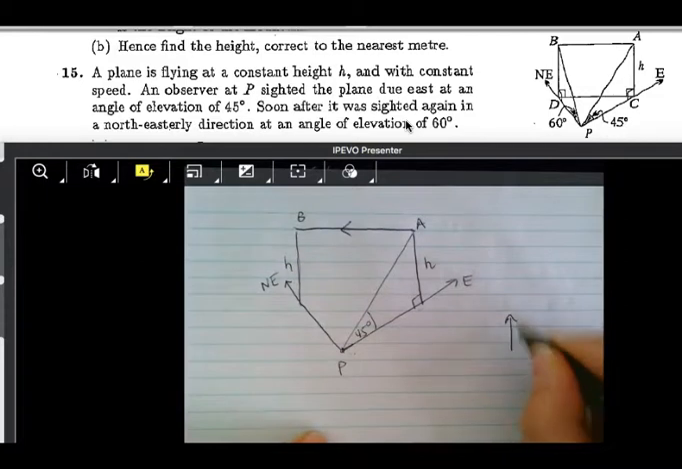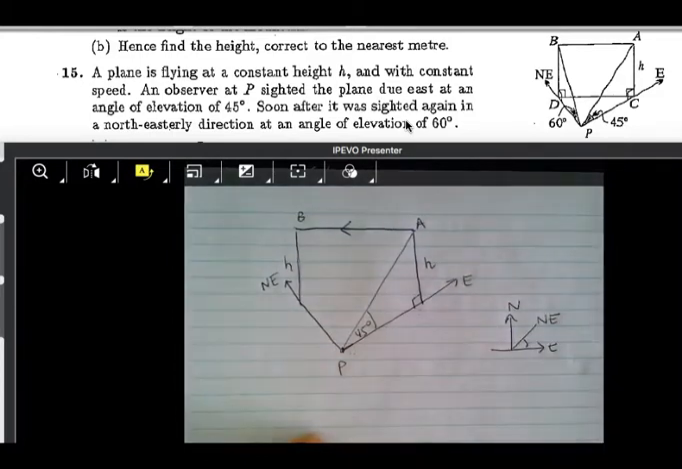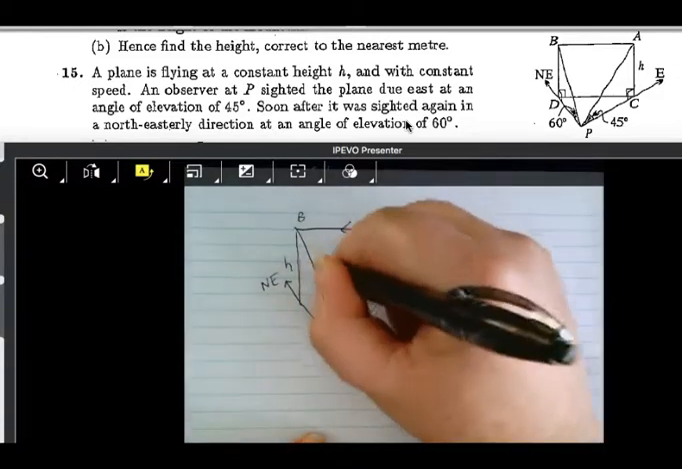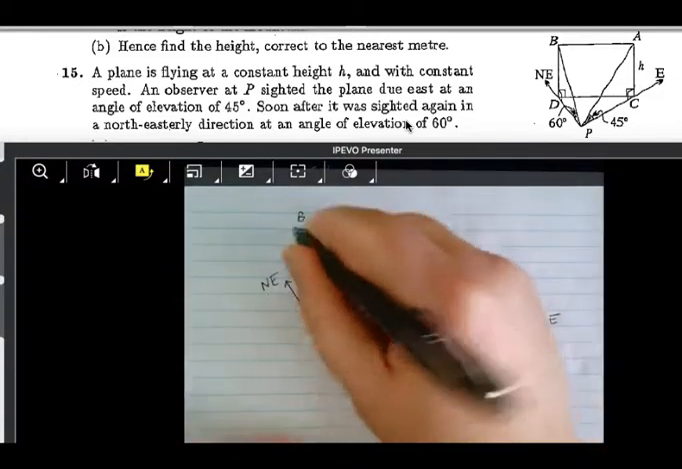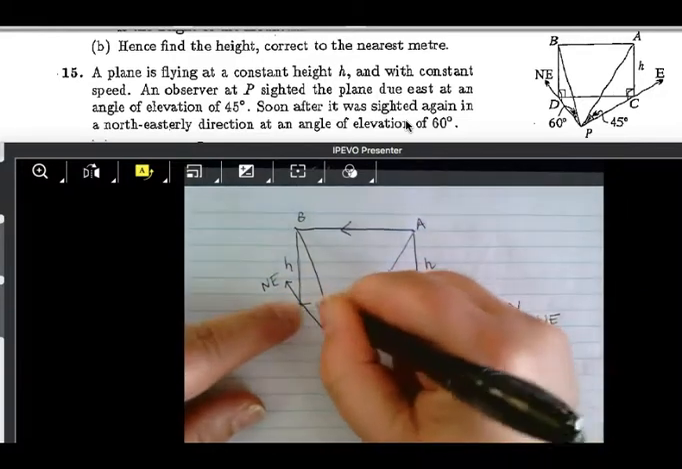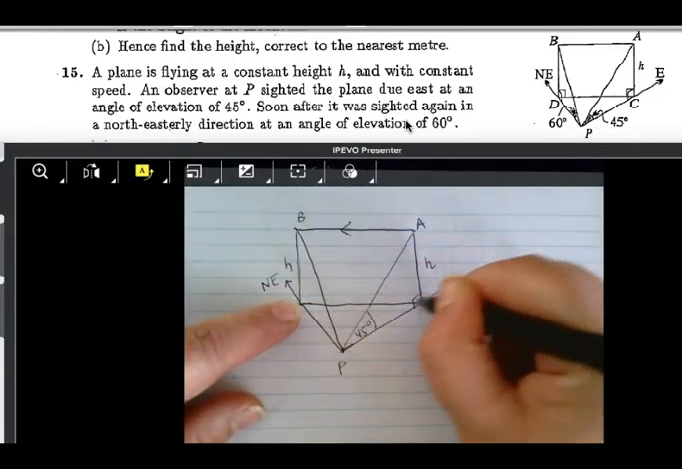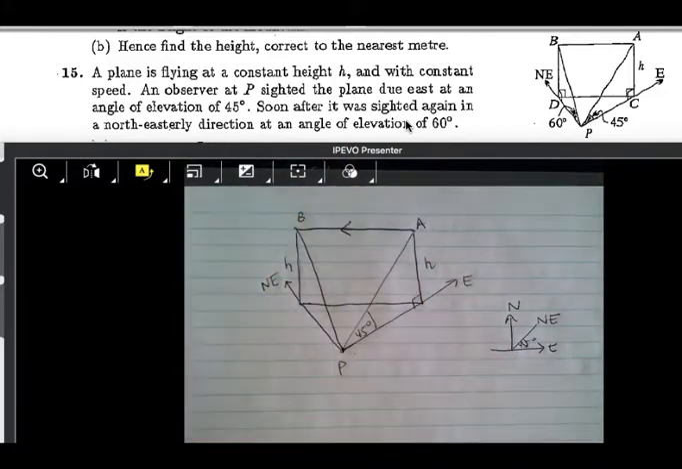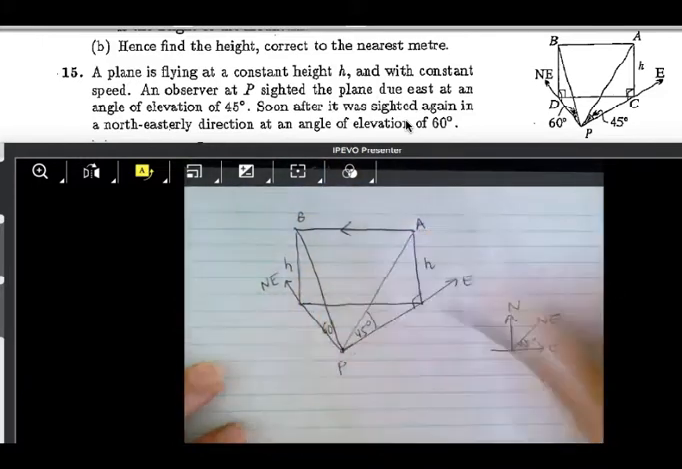Now, just watch this. If that's north and that's east, and that is northeast, you tell me the angle between east and northeast. 45. So that's on the ground. So yes, the plane was later in a northeasterly direction, but the northeast is measured on the ground. So we go across northeast, but we look up and we see the plane there. The angle of elevation was 60 degrees.